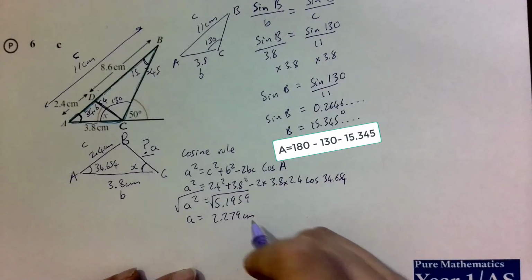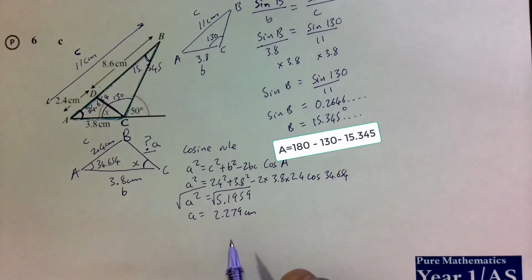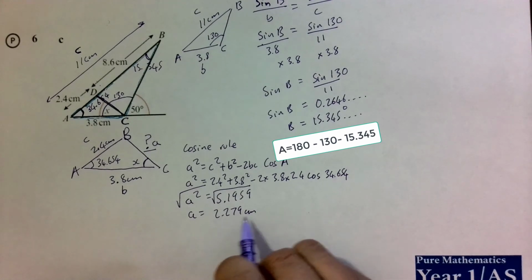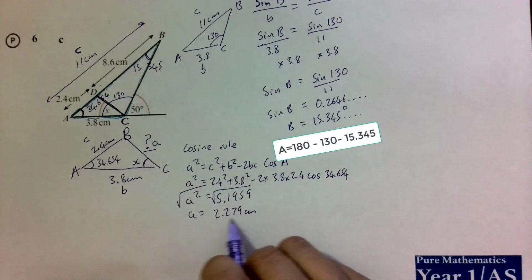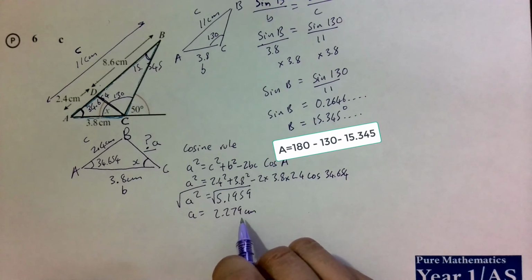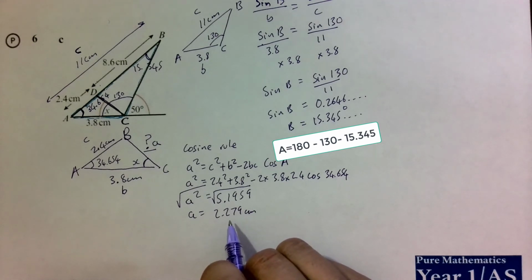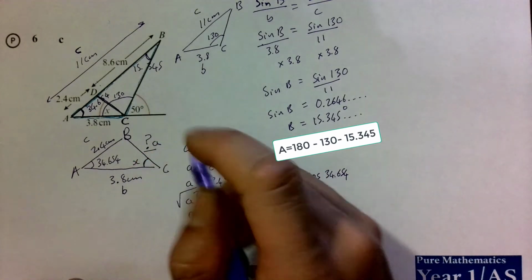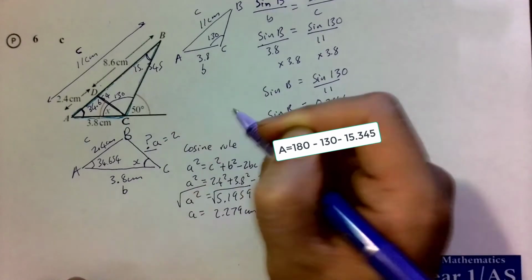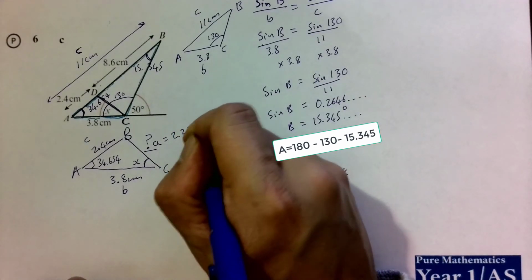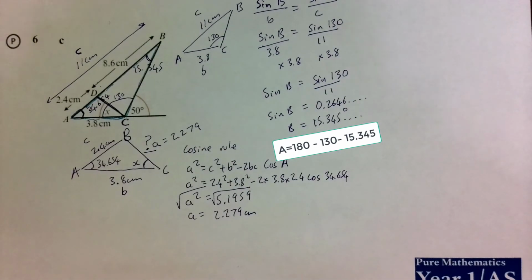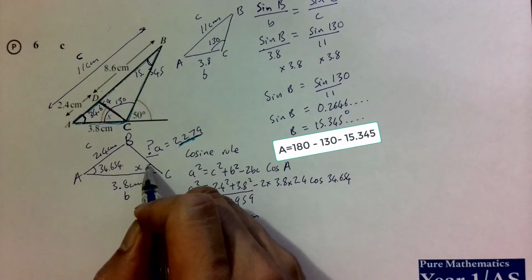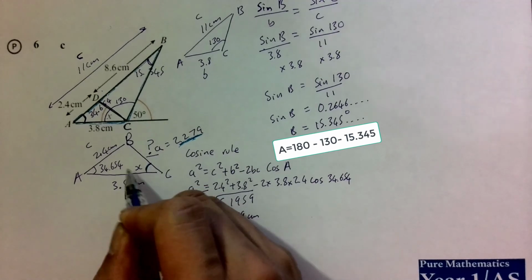Now we square root both sides to get a equals 2.279 centimeters. So if we're rounding the answer to three significant figures, doing your working out to four significant figures should provide enough accuracy to get the answer to three significant figures. So this is perfect. We now have a equals 2.279. So from there we've got everything we need to use the sine rule to find this angle here.